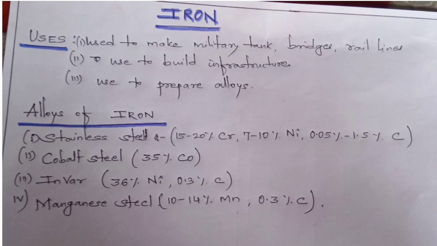Most important alloys of iron are stainless steel, which contains 15 to 20% chromium, 7 to 10% nickel and 0.05% to 1.5% carbon. Another alloy of iron is cobalt steel, which contains 35% cobalt. Another alloy of iron is invar, which contains 36% nickel and 0.3% carbon. Another alloy of iron is manganese steel, which contains 10 to 14% manganese and 0.3% carbon.